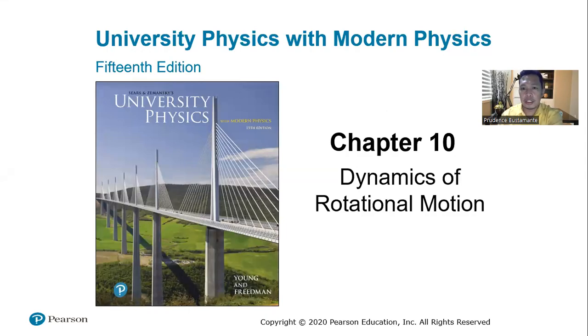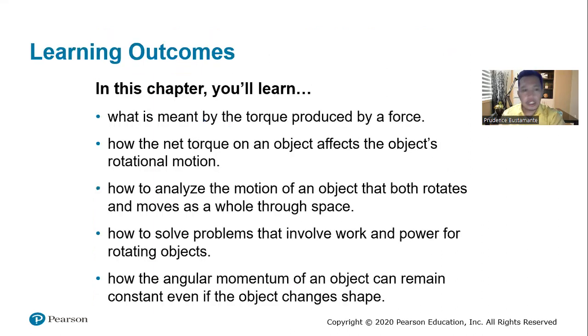We're going to discuss chapter 10, which is the dynamics of rotational motion. In this chapter, you will learn what's meant by the torque produced by a force and how the net torque of an object affects the object's rotational motion. So you will know what this torque means: a rotational tendency of a body.